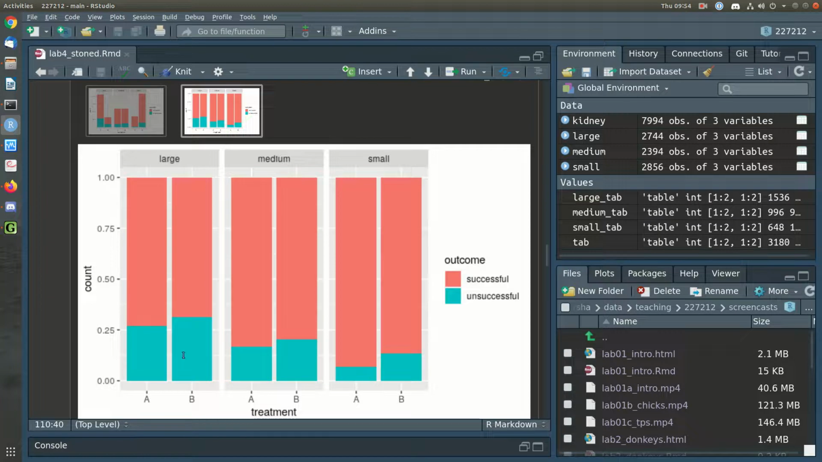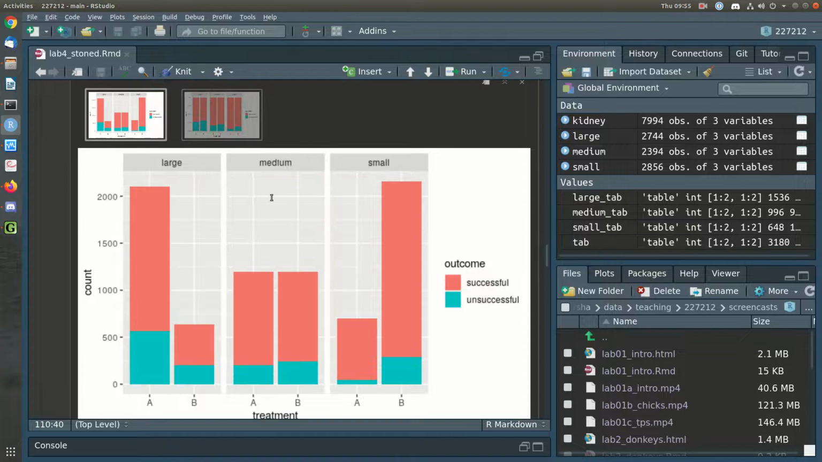Similarly here, large stones have a much lower success rate than medium stones, which have a lower success rate than small stones do. So the biggest thing driving the outcome is actually the size of the stone, not which treatment you use. Nonetheless, there is a difference in the treatments within each, regardless of how big the stone is. But the key thing is that they haven't been applied equally, right? They were applied equally within the medium stones, but not within the small and large stones.